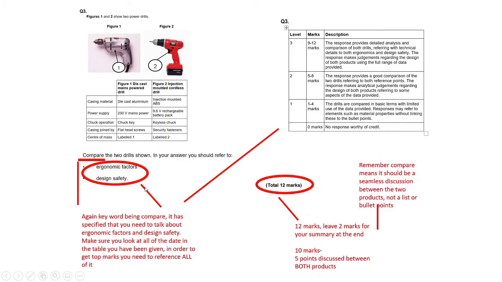It's also worth pointing out that if it's giving you any information in a table, which it does quite often, it wants you to refer to each part of that table. It doesn't want you to ignore any of that information. It gives you that for a reason.